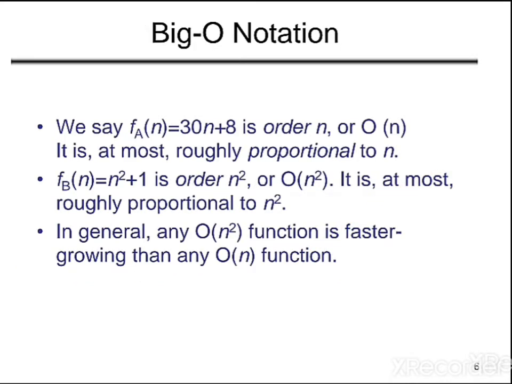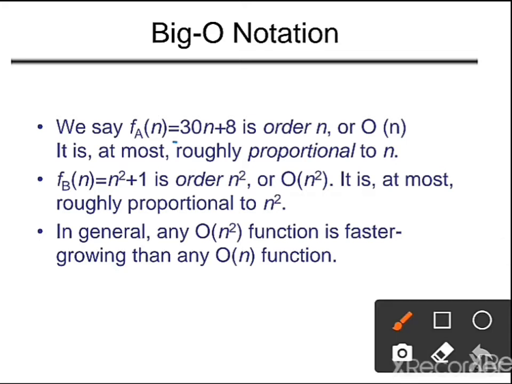Then next one is big O notation. We say that a function f of n is equal to 30n plus 8. Then it is in the order of n, or it is represented as big O of n. It is at most roughly proportional to n.